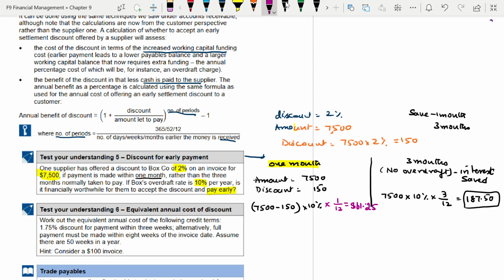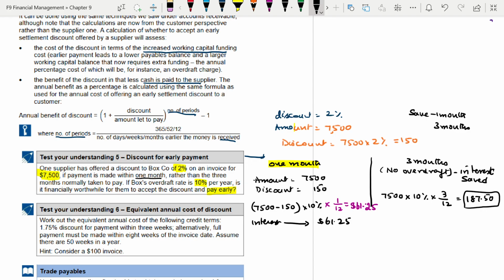See the thing. If you are not taking the discount, you will not take the overdraft. If you are taking the discount, you have to pay in 1 month. This is what we call interest. This is what we are paying as interest. Interest is 61.25. Now we have to make a very calculative decision.